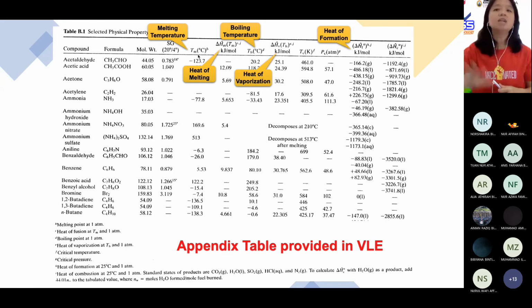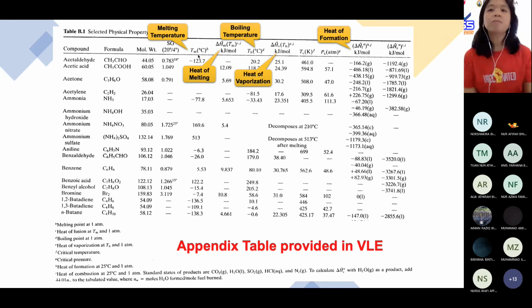Nak tengok melting temperature, go to column number 5, TM, melting temperature. This is in Celsius. So bear in mind, melting temperature dalam appendix table ni dalam bentuk Celsius. Okay. So melting temperature tu maksudnya apa? Temperature of which the compound in solid become liquid. Ataupun dia boleh terbalik juga. Kalau solid ke liquid, dia melting temperature kan. Kalau dia daripada liquid kepada solid, this is solidification. Solidification terbalik lah. Melting solid liquid, solidification liquid solid.